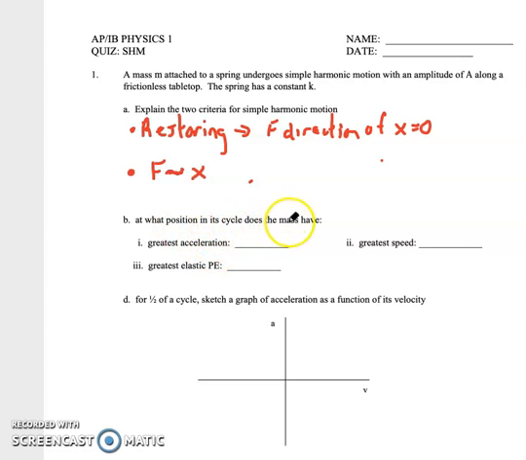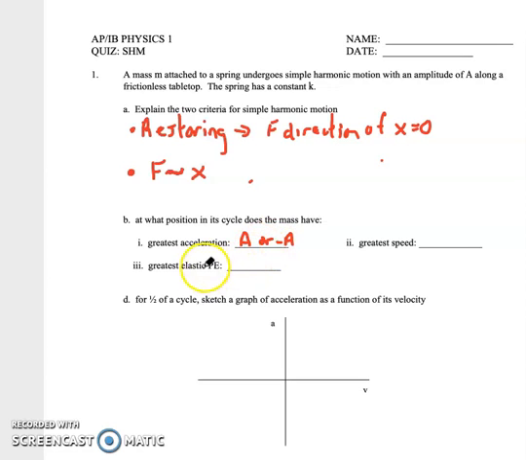All right, at what position do you have the greatest acceleration? Well, if F is proportional to x, then when the amplitude is greatest, or the distance stretched is greatest, the force is going to be greatest, therefore the acceleration. So you could have put A, or you could have put negative A.